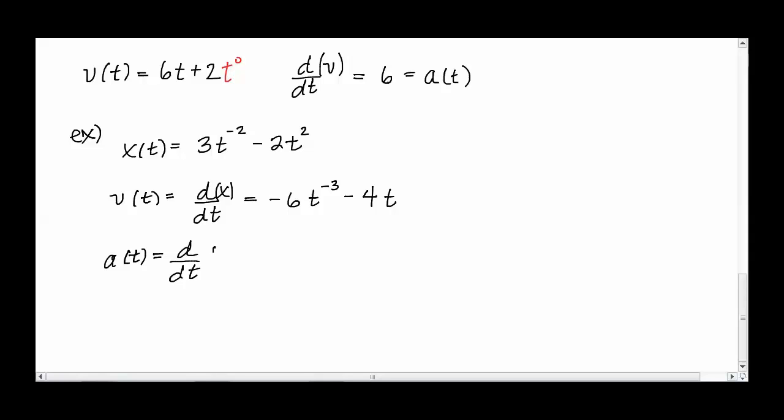Alright, so the acceleration would be d dt of the velocity function. So negative 3 times negative 6 gives us positive 18. T to the 1 less power will be t to the negative 4. Remember, t to the 1, so 1 times negative 4 would just be negative 4. And now we have an acceleration function with respect to time.